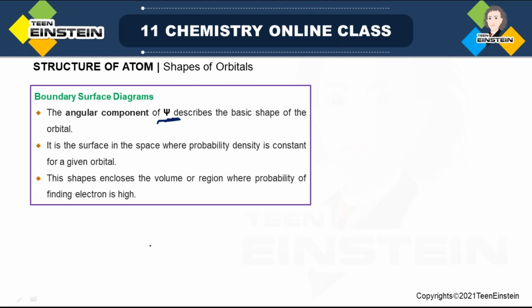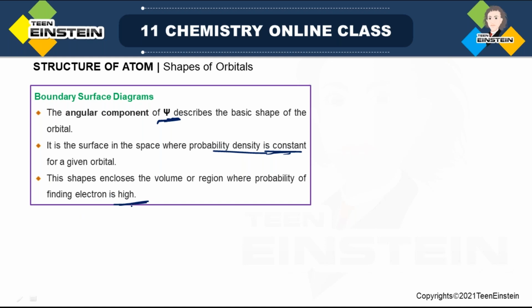Fine. So you can call it the boundary surface diagram, and it is the surface in space where probability density is constant for a given orbital. Fine. And these shapes enclose the volume or region where the probability of finding the electron is very high. Okay, and it is constant also.